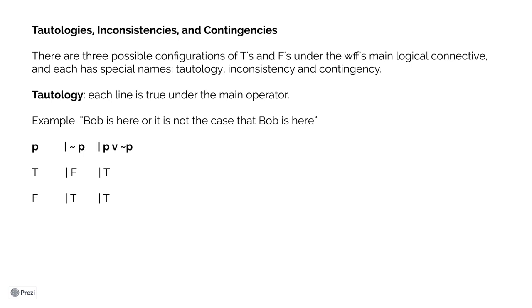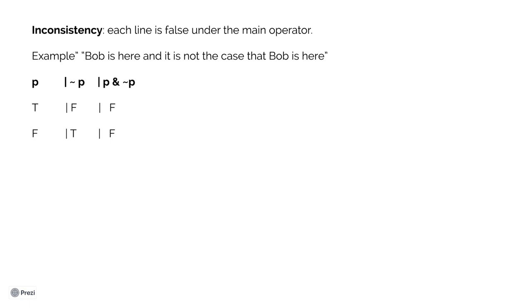Next, we have an inconsistency. With the tautology, every line is true under the main operator. With an inconsistency, each line is false. For example, Bob is here and it's not the case that Bob is here. Because we now understand that conjunctions are only true when both parts are true, it turns out that in neither situation, one where P is true and not P is false, and one where P is false and not P is true, does the proposition P and not P turn out to be true. In fact, to assert P and not P as true would be to assert a logical contradiction.